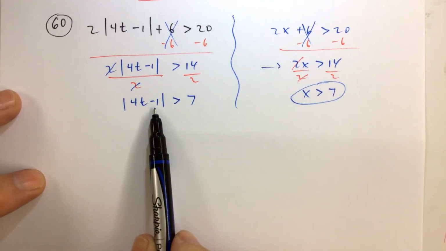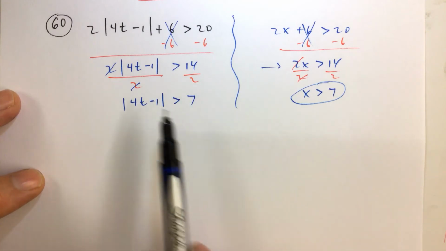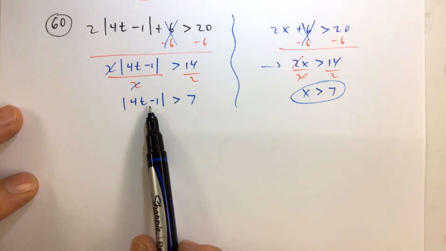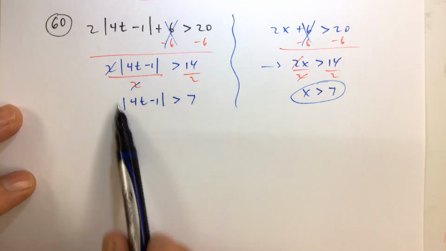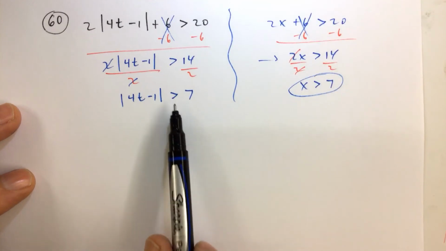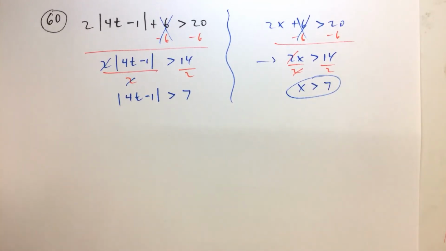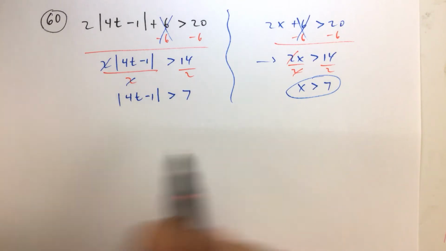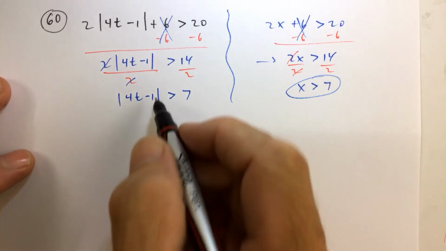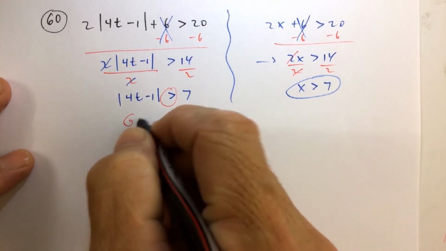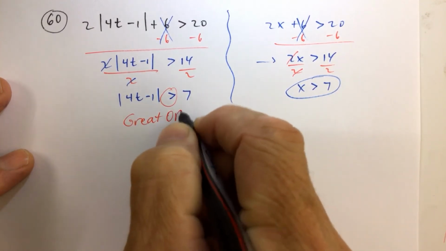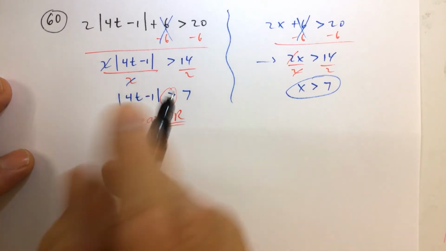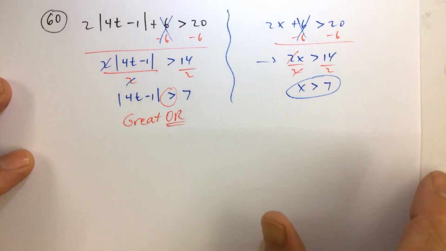And here you might be inclined to add 1 to both sides. You can't do that. Remember, in this case, we have to change this. We have to rewrite this expression using 2 separate inequality symbols. Just like when we had equations, we rewrote the expression using 2 separate equations. So since this is a greater than, this is an or statement. It says that 4t minus 1 has to be more than 7 units away from 0.